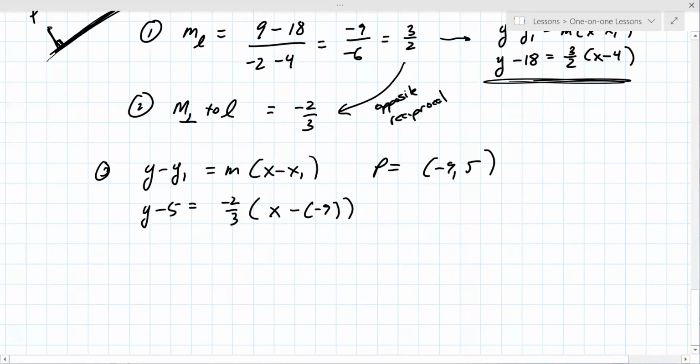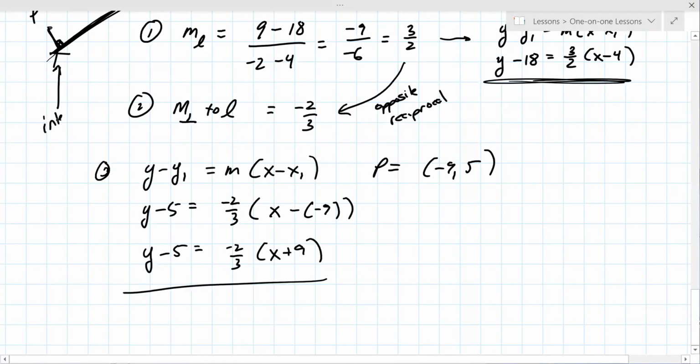So the next step here is we have 2 equations and 2 unknowns. We've got this line up here, and this line down here, which I'll write as y minus 5 equals minus 2/3 times x plus 9. What we're trying to do here is figure out where they intersect. And if we can do that, then we can find the distance.